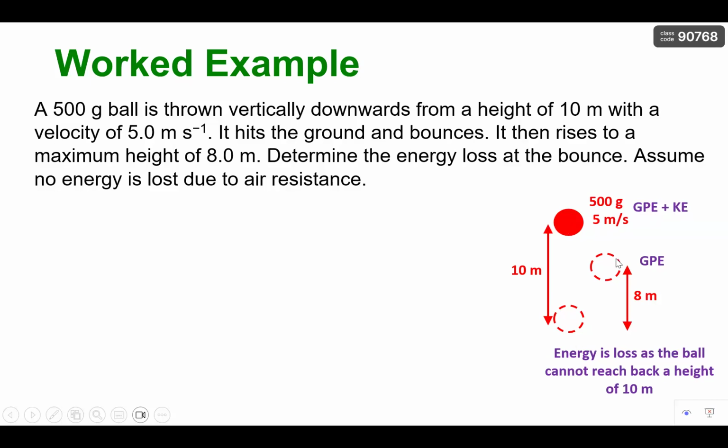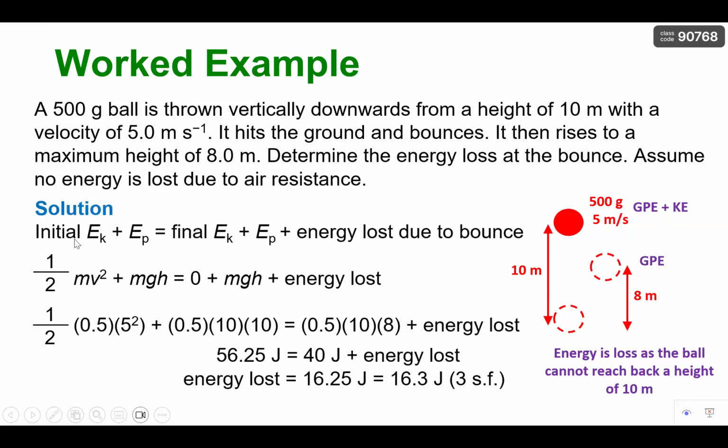At the end, when the ball reaches its maximum height, it bounces up to its maximum height at 8 meters. The ball will stop momentarily before it starts to drop down at the maximum height. So there is no more kinetic energy at this part. There is only gravitational potential energy. So if I want to find the energy loss, I only need to find the energy at the start minus away the energy at the end. I get the amount of energy loss.